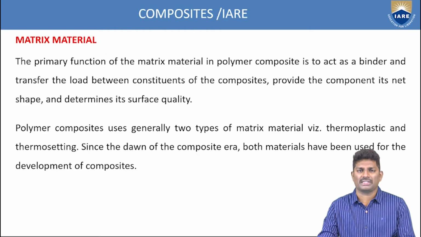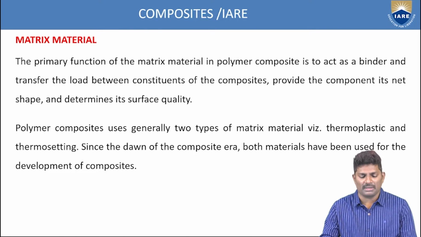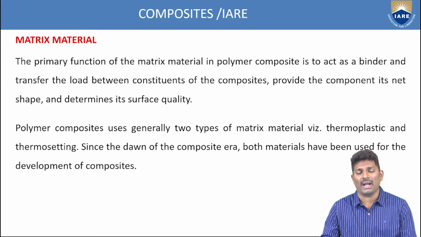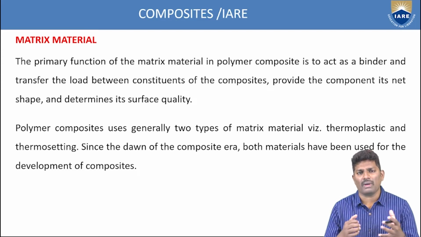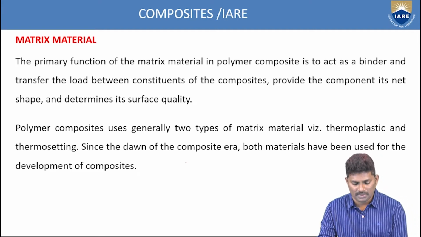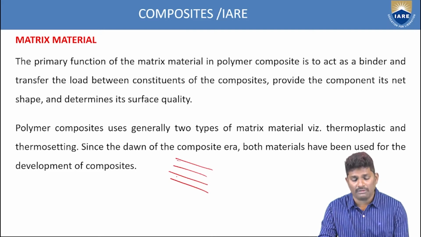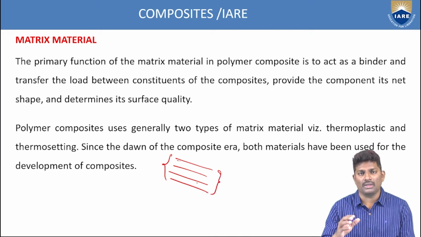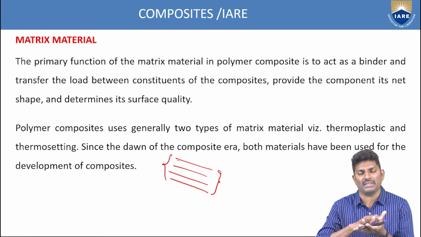Now, what is this matrix? We have seen matrix material. The primary function of this matrix material in polymer composites is to act as a binder and transfer the load between the constituents of the material. So binding is nothing but, if you want to bind different types of materials, what you have to do? You are combining these different layers. So I have different types of materials like this. If I want to make these four materials form into a single one, what I have to do? I have to bind these four materials.